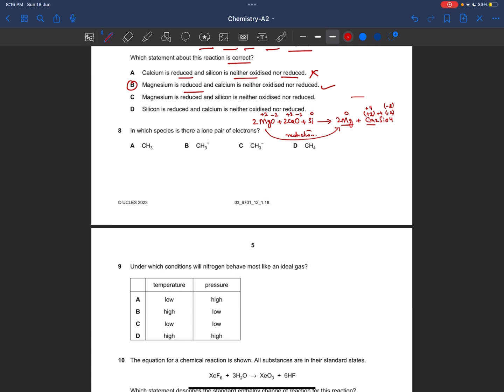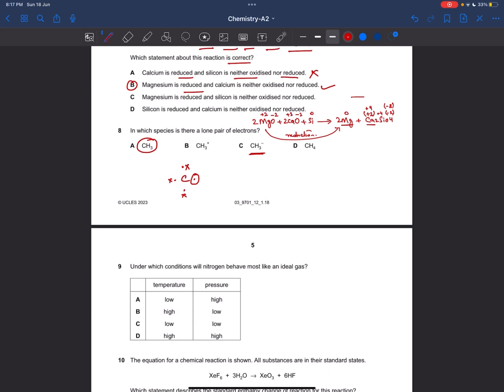If we look at CH3 first, C has 4 valence electrons, so 1, 2, 3, 4, and there are 3 H's, so 1, 2, 3. But this is not a lone pair, this is a lone electron, a single electron. So we do not have a lone pair of electrons, right?